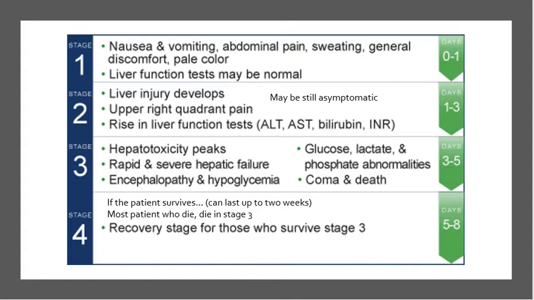In stage 3, liver toxicity peaks. They get rapid and severe hepatic failure, encephalopathy, and hypoglycemia. They get glucose, lactate, and phosphate abnormalities. And most often in stage 3, which is around 3 to 5 days, they're at the highest risk of dying. Stage 4, if the patient survives, can last for weeks and weeks. This is the recovery stage. It's for those who survive stage 3.